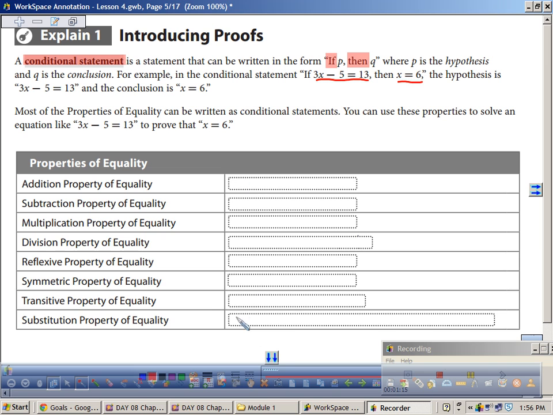I know you have them in your book. I covered them up because I'm going to write down examples. So the addition property of equality is just something like this. If 2 equals 2, couldn't I just add 3 to both sides and it would still be true? Subtraction property, same thing. If 2 equals 2, couldn't I add a negative 1 to both sides and it would still be the same? Multiplication property, if 2 equals 2, couldn't I multiply both sides by 3?